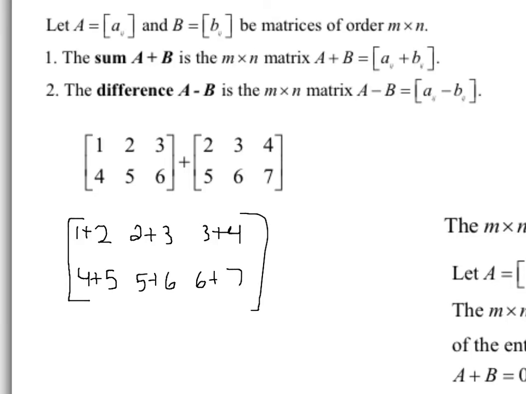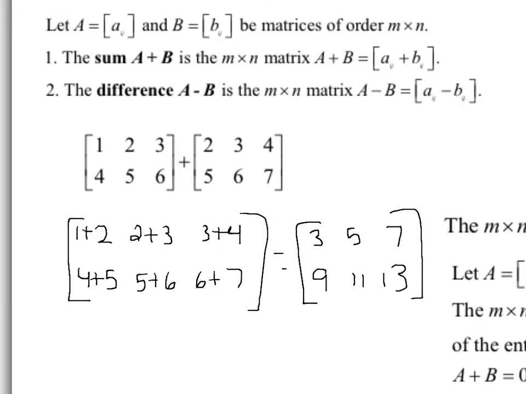Okay, so how did I get these pairings? 1 plus 2, 2 plus 3, 3 plus 4, 4 plus 5, 5 plus 6, 6 plus 7. So now you add them together. You get 3, 5, 7, 9, 11, 13. So there's the matrix. In order to add matrices, they have to be the same size, same order. Okay? Same thing for subtraction. Same size, same order. You do it the same way.